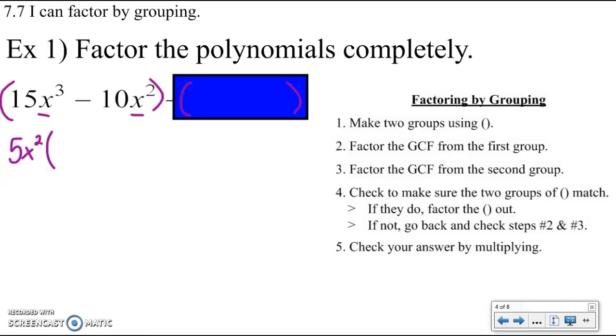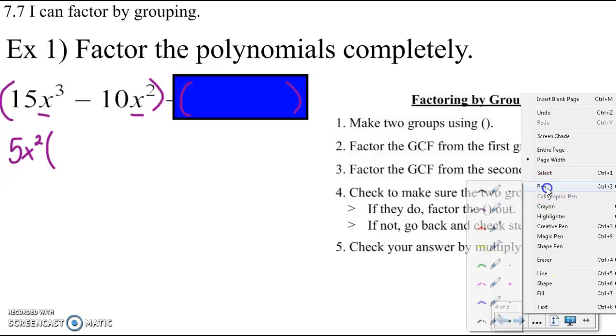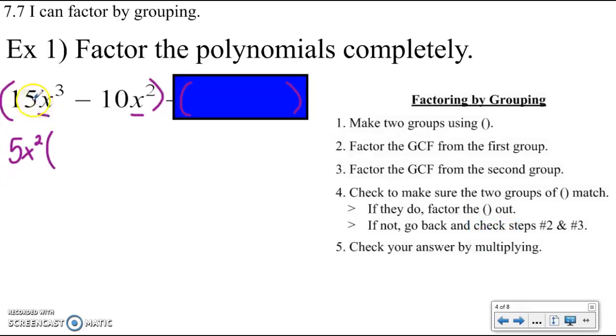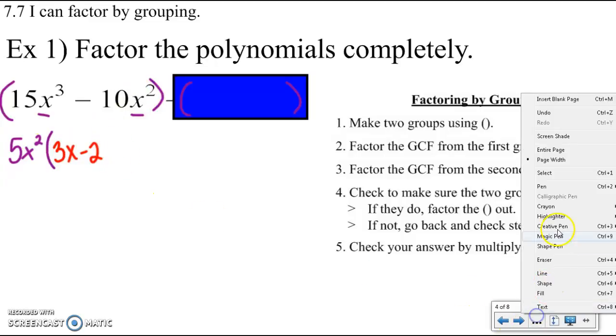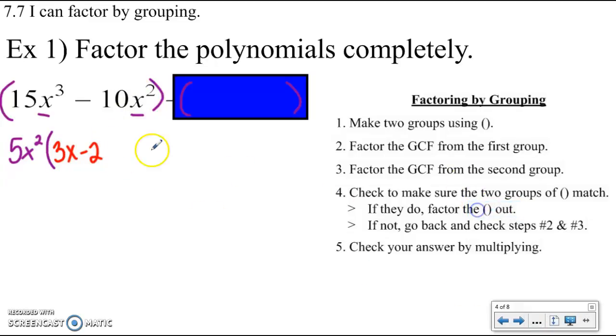To figure out what's left in the parentheses, we are going to divide. So I'm going to do 15 divided by 5, which is 3. And if I had 3 x's but I took 2 out, I have 1 x left in that term. For the second term, negative 10 divided by 5 is negative 2. I have 2 x's there, and I took 2 x's out, so I actually don't have any x's left at all. Okay, so there's my first group. So that's step 2.